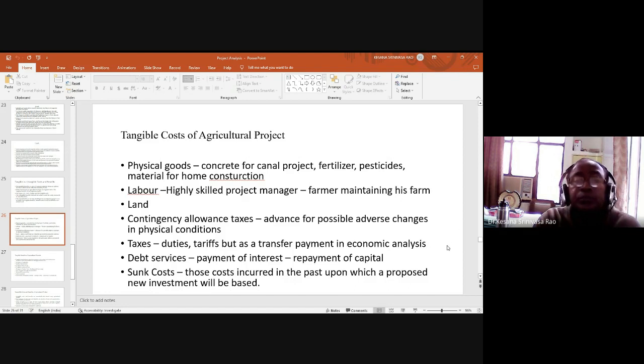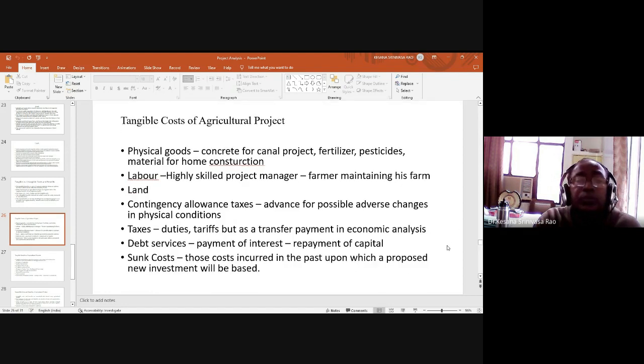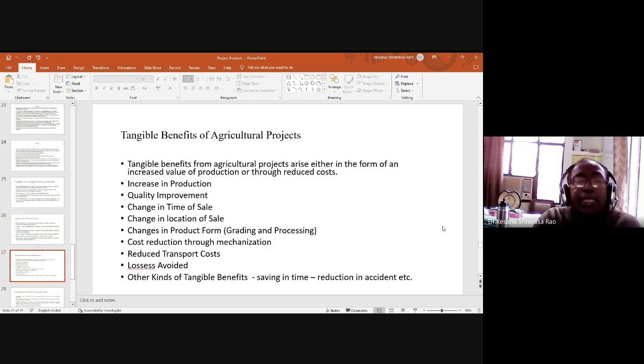And then tangible benefits of agriculture projects. What are the tangible benefits? So, tangible costs we have seen. Tangible benefits from agriculture projects arise either in the form of an increased value of production or through reduced costs. In simple terms, this is increased value of production or reduced costs. Through that, the tangible benefits may increase.